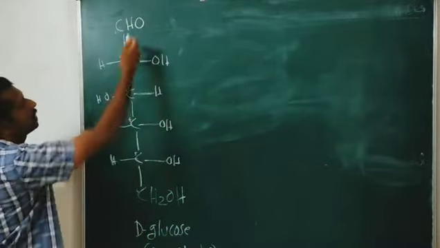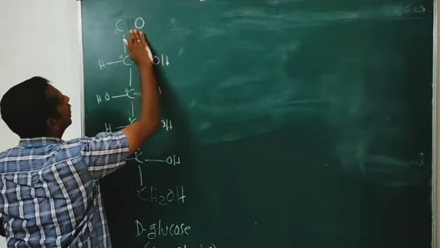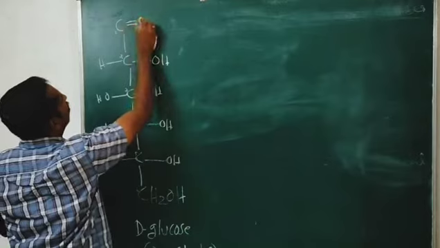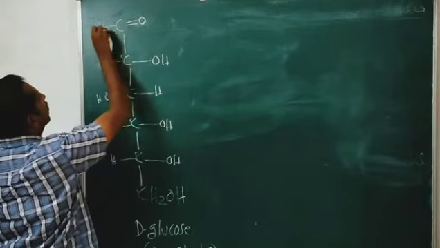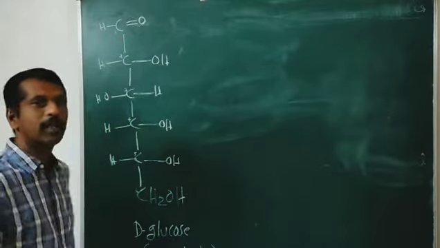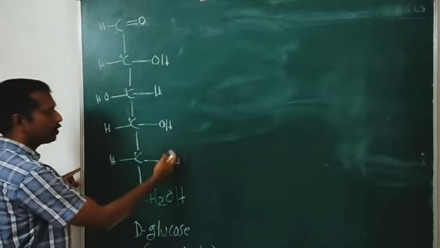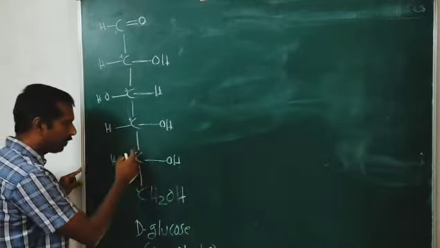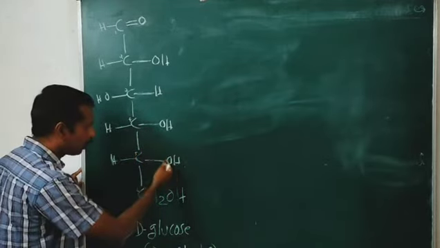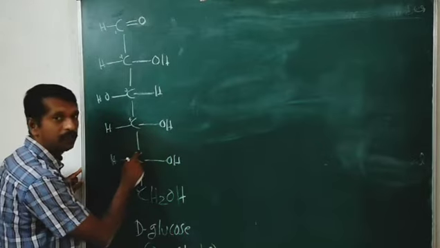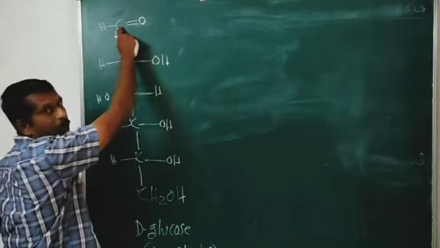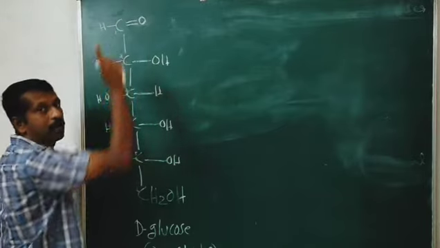In this open structure, how will you write the CHO group? The actual structure is C double bond O, and here it is H. This is how the CHO group can be written. Now look at it here. The OH group present on the fifth carbon will interact with the carbonyl carbon.